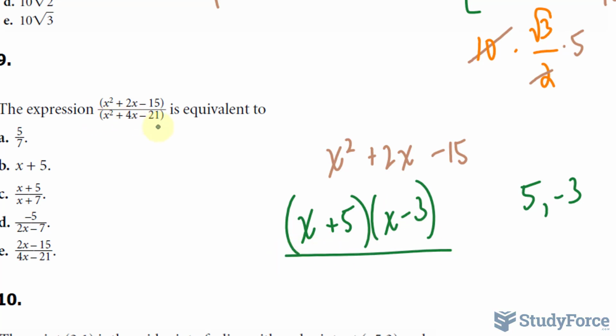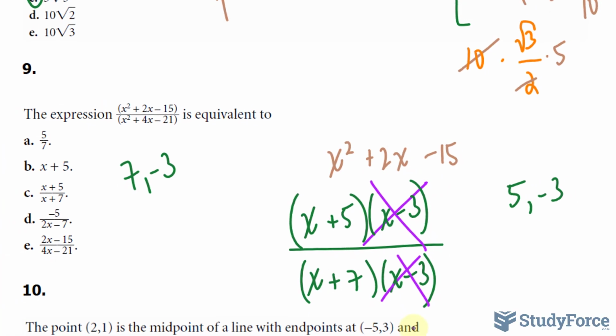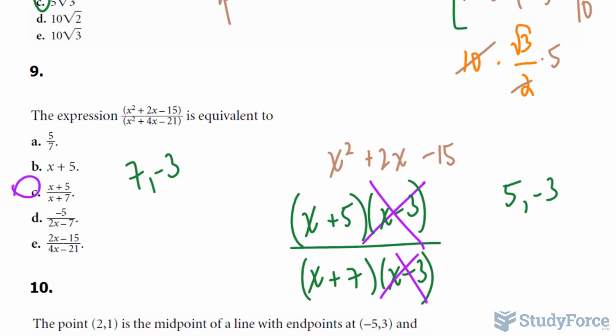Similarly, we do the same thing for the bottom. What two numbers multiply to negative 21 and add to 4? I think it's 7 and negative 3. So at the bottom we have x plus 7 and x minus 3. How convenient is that? These two cancel out, leaving us with the answer C.